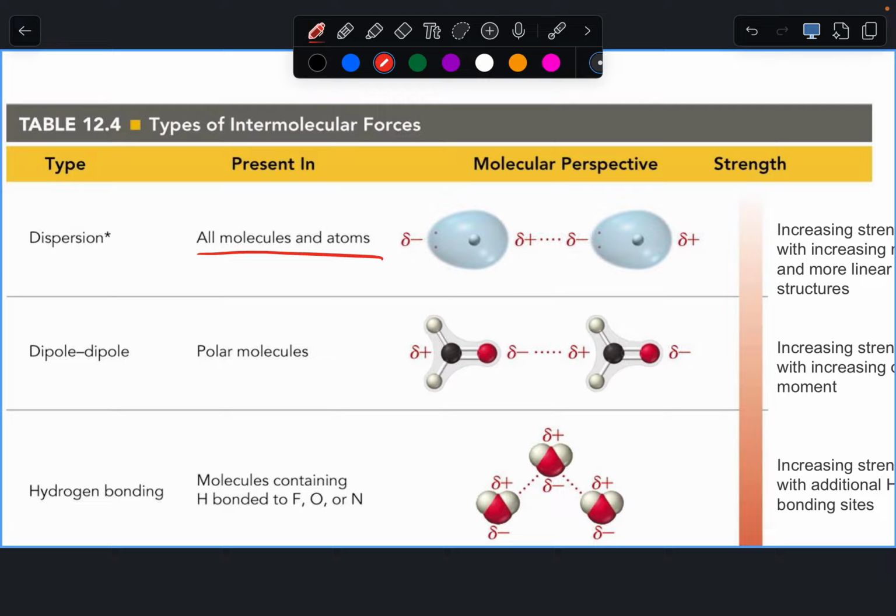And specifically, we're talking about nonpolar molecules are the ones that will only have this type. So I'm just going to write that in. Nonpolar will have only dispersion forces. So it's the only type that they have.